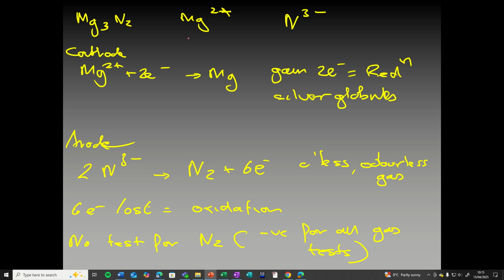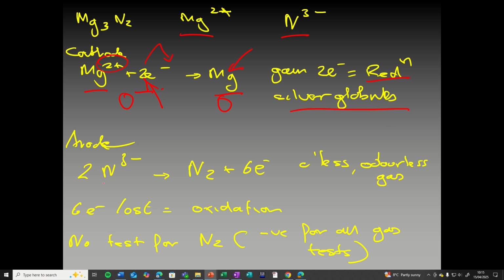So magnesium nitride, we're made up of magnesium ions and nitride ions. Those are the correct charges on them, very important that you do that. The magnesium goes from magnesium 2 plus to, like I said earlier, just 0 charge elemental magnesium. So we need 2 electrons on the left hand side to balance the charges out, plus 2 here, 2 minus here, that gives us a 0 charge on the right and the left both. It has gained 2 electrons, so that's reduction. It's a metal again, so dead easy, silver globules every time.